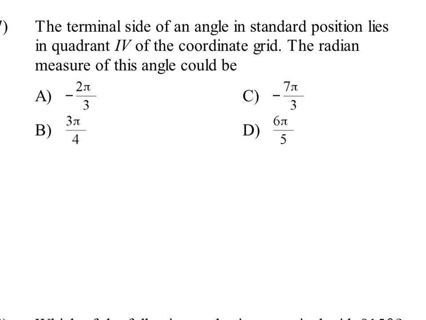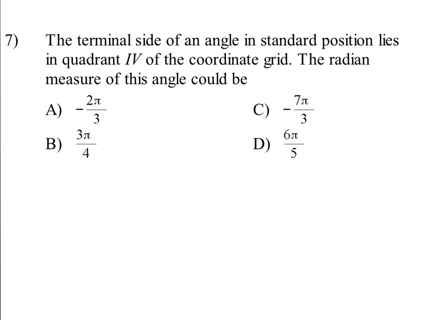Okay, number 7. Okay, so we want a quadrant 4 angle. So we should convert each one of these to degrees. I need to get my calculator. Oh, here it is. Okay. So we want it to be in quadrant 4. Okay, so convert each one of these. Remember to convert to degrees, it's 180 over pi. So we're going to do that to each one of these.